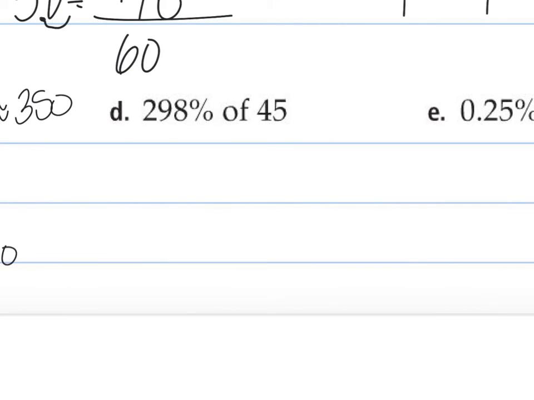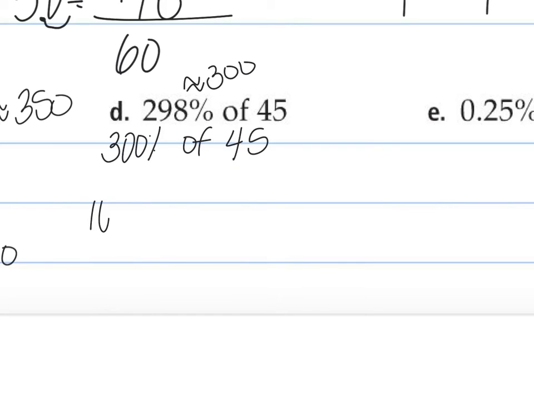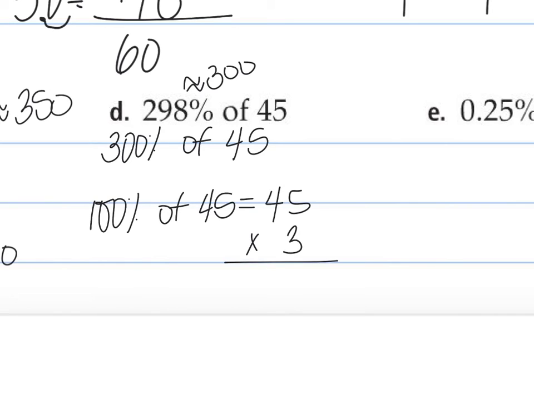Next one, 298% of 45. I'm going to estimate that to be approximately 300. And I'm just going to keep 45 as it is. So we're trying to find 300% of 45. So I'm going to start with 100%. Well, 100% of 45 is 45, the full amount. But we want 300%. So to get from 100 to 300, we multiply by 3. So 45 times 3. And 45 times 3 is 135. So this would be approximately 135.